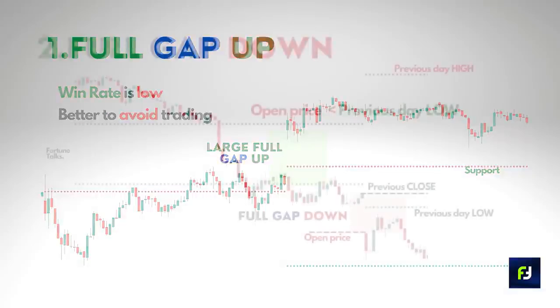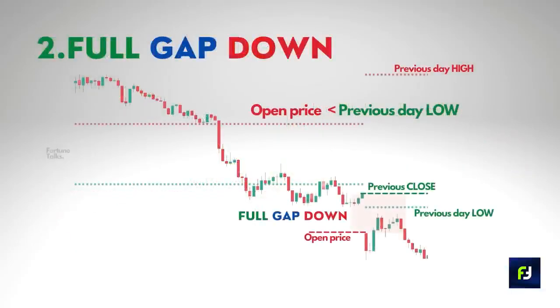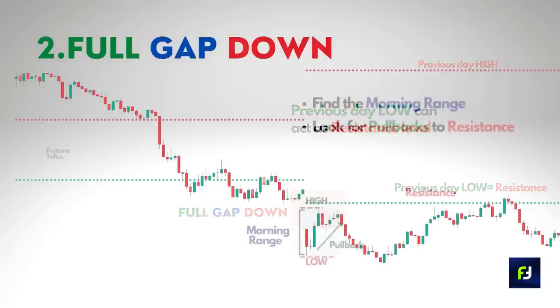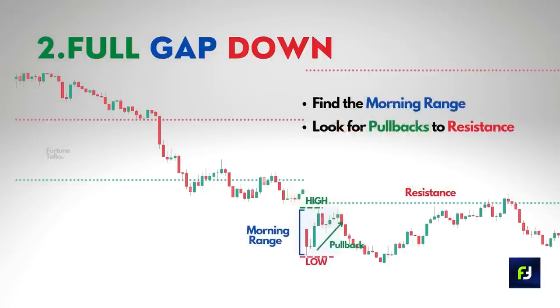Moving on, let us talk about a similar case, but it is about a full gap down. That is, the price opened below the previous day's low. In this case, the previous day low will act as a resistance level where there could be potential sellers coming in and pushing the price lower. So in our approach, we will wait for the first hour so that the volatility will cool down, and then we look for a pullback of the prices back to the previous day low, which is a potential resistance level.